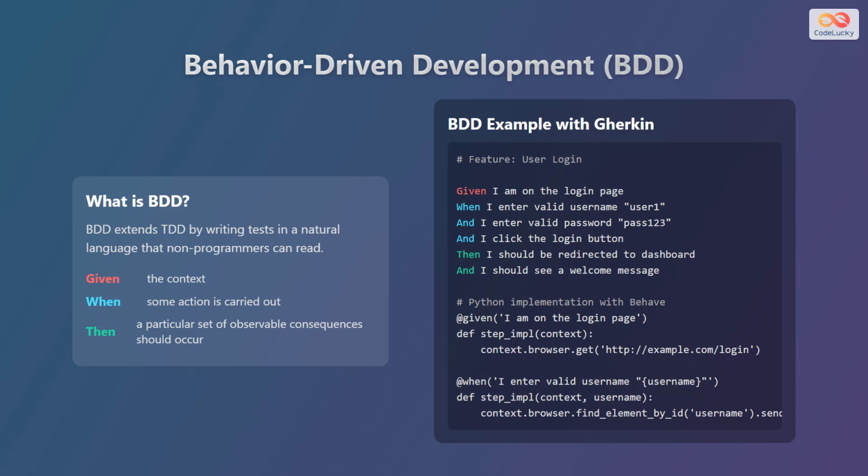@given("I am on the login page") def step_implementation(context): context.browser.get("http://example.com/login"). @when("I enter a valid username {username}") def step_implementation(context, username): context.browser.find_element_by_id("username").send_keys(username).